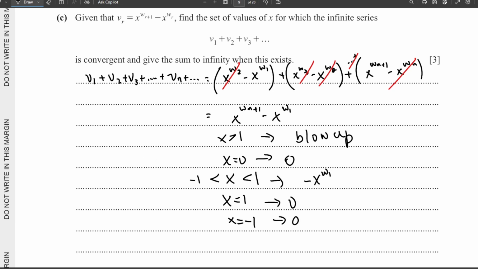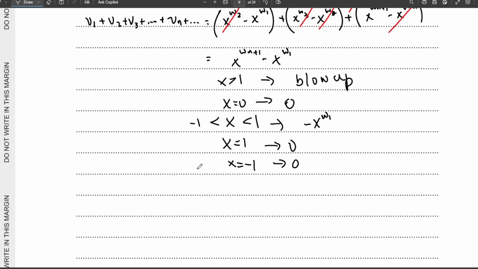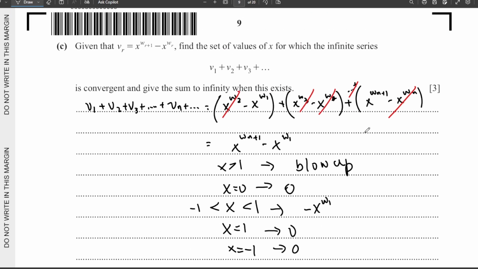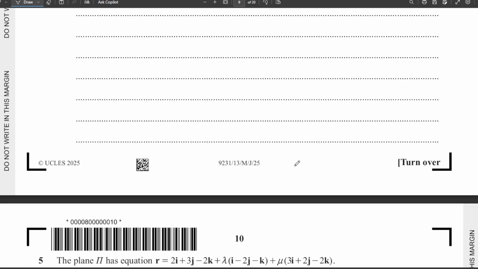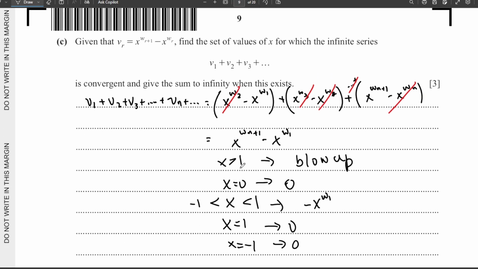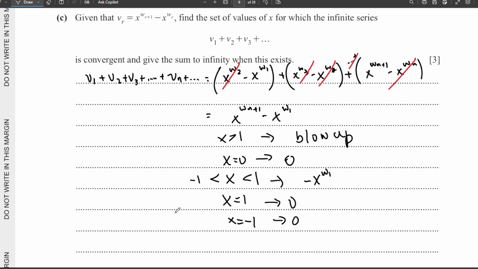So I believe these are the full answer to the values of x for which the sum to infinity exists and converges, right? So yeah, that's part C, and we are done with this question. So thanks for watching.